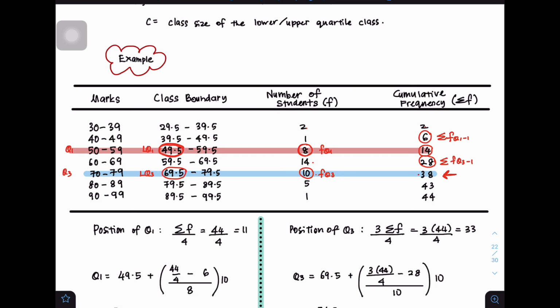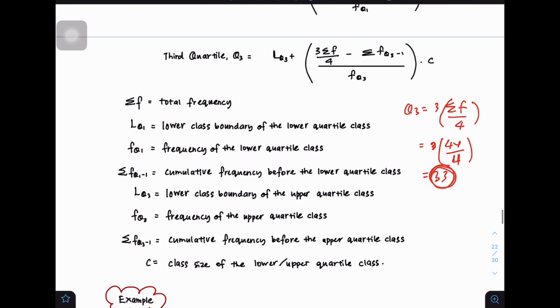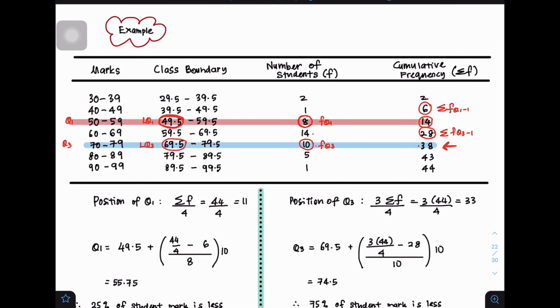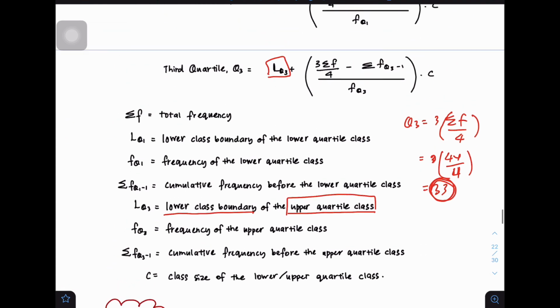Kenapa kita kena tahu kelas untuk upper quartile? So sama case dia macam tadi. Because dalam formula untuk kita cari nilai quartile 3, kita ada LQ3. Apa dia LQ3 ni? Lower class boundary of the upper quartile class. That's why you need to know upper quartile class ni which one. So bila awak dah check upper quartile class yang warna biru ni, so lower class boundary this one 69.5. So you just need to masukkan dalam formula 69.5 plus ini kita nak cari Q3. Okay, 3 total frekuensi 44 bahagi dengan 4 tolak, okay ni summation of FQ3 minus 1.